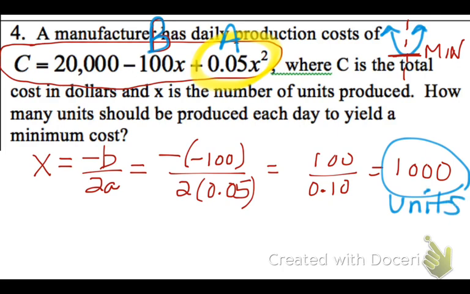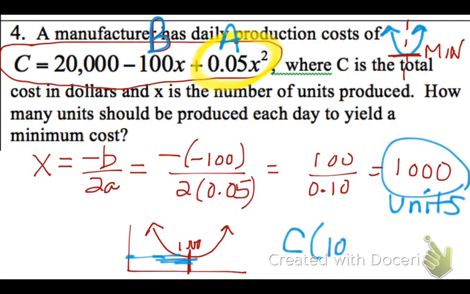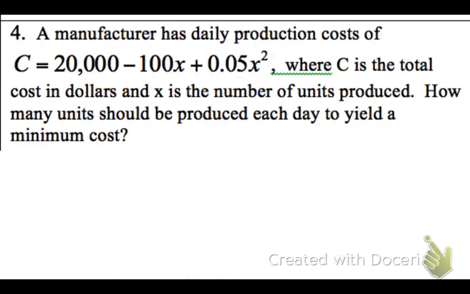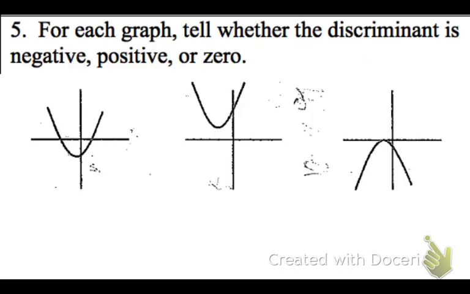So that means, on our parabola, whatever the parabola looks like, these 1,000 units would give us a minimum value. If you were asked what that minimum value is, you'd have to plug 1,000 into the function c of 1,000 and see what that is. But we weren't asked for that, so we'll just move on to number 5.